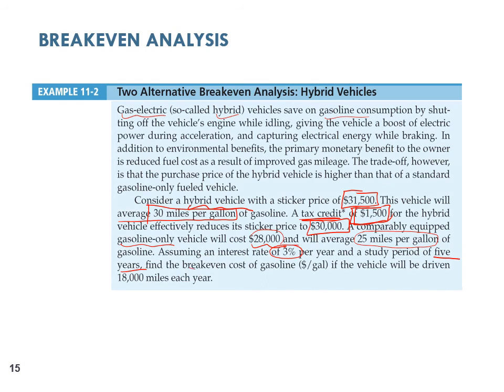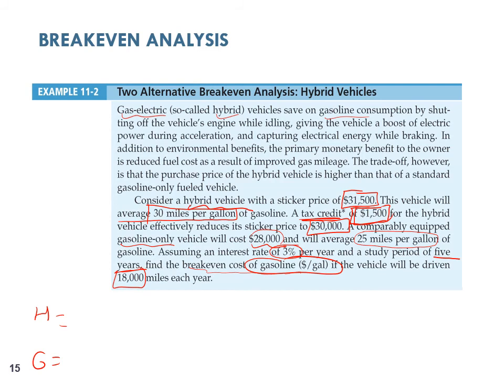It says to find the break-even cost of gasoline if the vehicle will be driven 18,000 miles each year. Okay, so it means that there are two alternatives: hybrid and gasoline. Each one of them has their costs, and I need to find their break-even point with respect to the price of the gasoline. I don't know what the gasoline price will be, so I want to find the break-even point, and according to that break-even point, I will do some analysis.